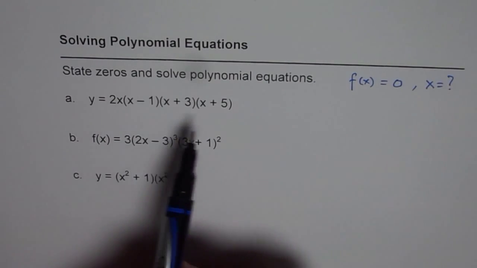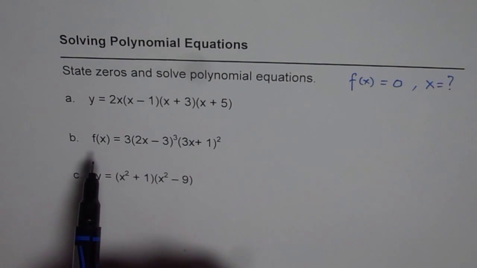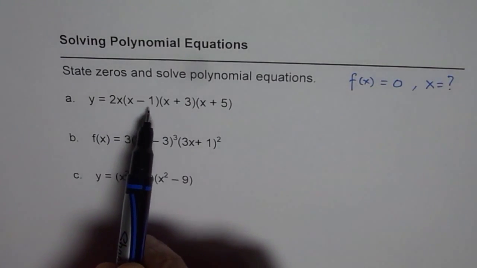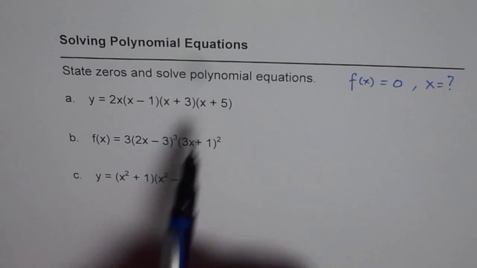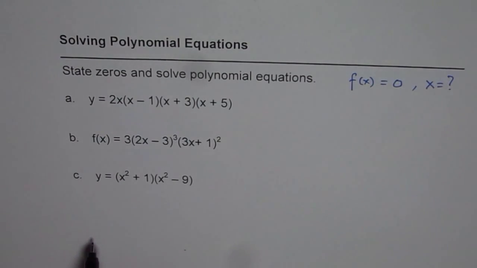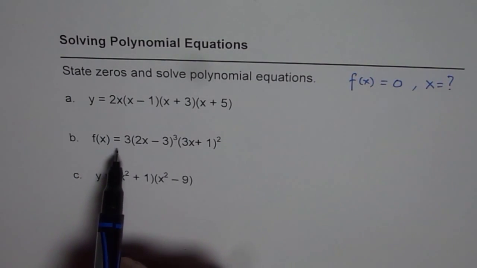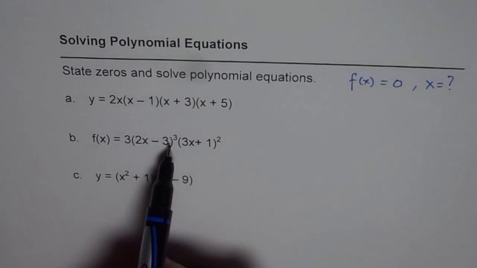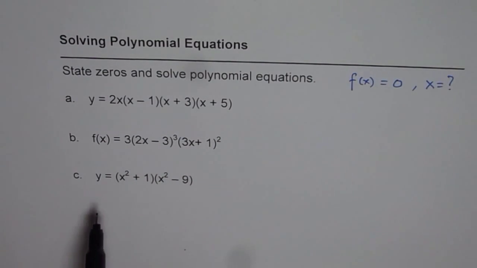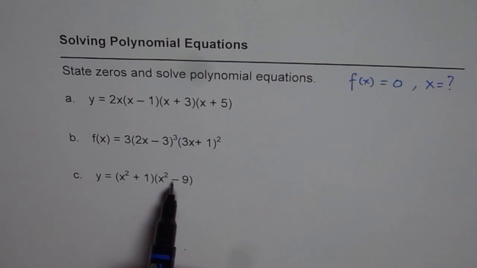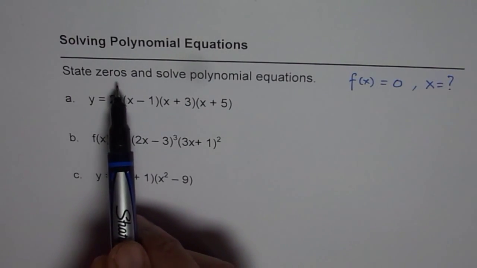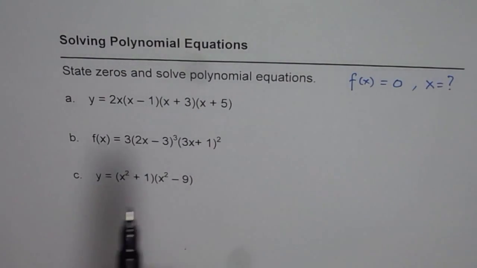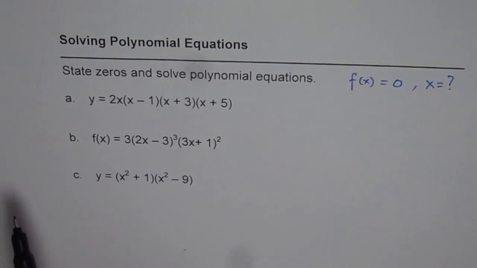Now in this particular case we have y equals 2x times x minus 1 times x plus 3 times x plus 5. We also have two other equations to work with. These are f of x equals 3 times (2x minus 3) cubed times (3x plus 1) squared, and the third one is y equals (x squared plus 1) times (x squared minus 9). Now the question is, state zeros and solve polynomial equations. So that is what we will be doing in general when we are solving polynomial equations.